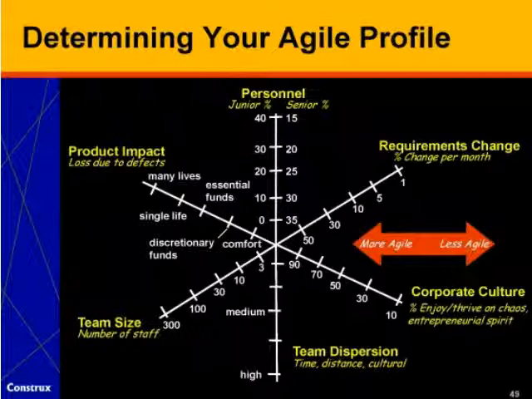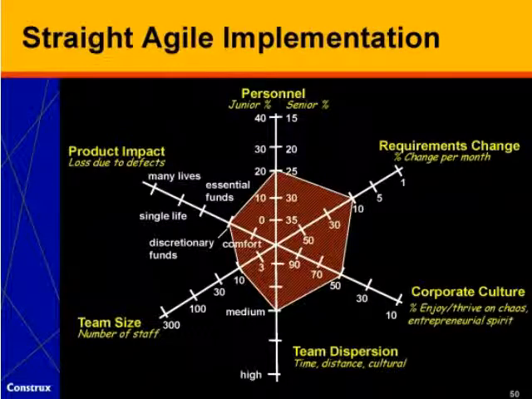What happens when there's an error in the software? Do you have a loss of life, many lives, a single life, essential funds, discretionary funds, or just comfort or convenience? By using this approach, we can take a look at whether a particular project really is well suited to Agile or not. In the next example, we have a fairly moderate mix of junior and senior personnel, a moderate amount of requirements change, and a moderate number of people in the company who really thrive on chaos or have an entrepreneurial spirit. The team is not that dispersed.